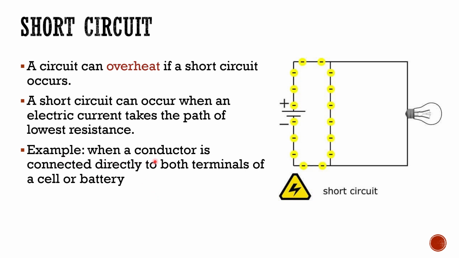So the example is when a conductor is connected directly to both terminals of a cell or a battery, and this is now in this diagram, that is how a short circuit will work. So the bulb will stop working, but the current will keep on flowing, but it will flow through the path of least resistance, and this can cause an overheat in a circuit.